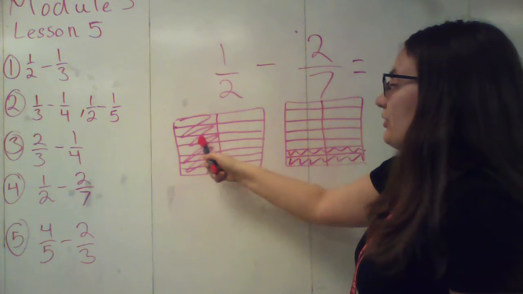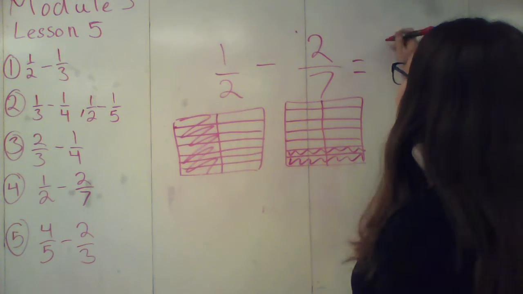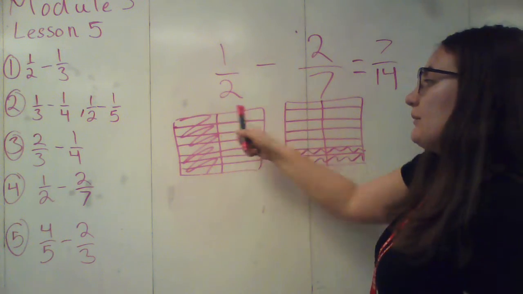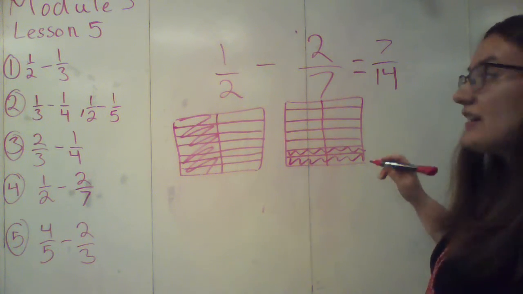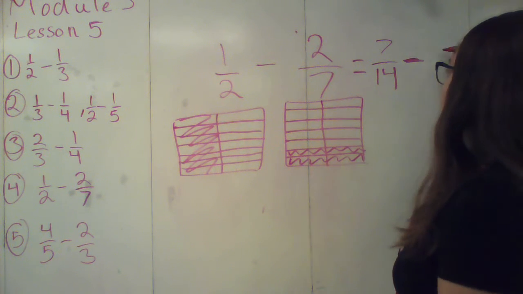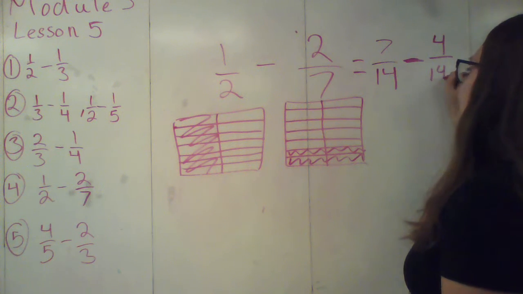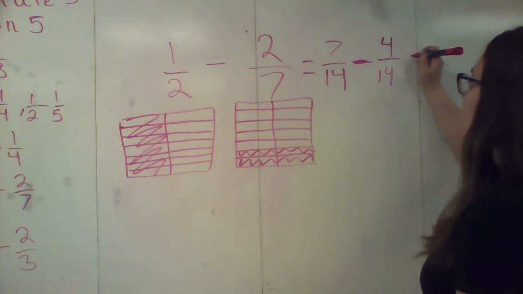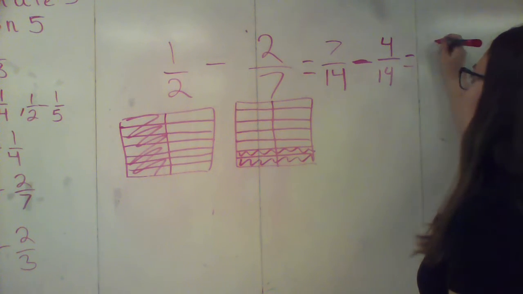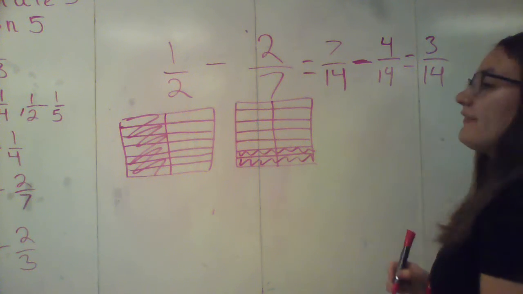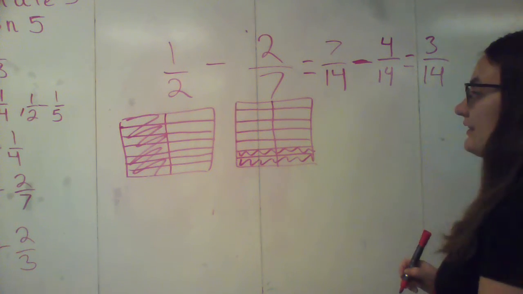So I have 1, 2, 3, 4, 5, 6, 7 out of 14, because I know that 7 times 2 is 14. So I have 7/14 minus 4/14, because I know that my denominator is going to stay the same. 7 minus 4 is 3. My denominator will stay the same. And my final answer is 3/14.